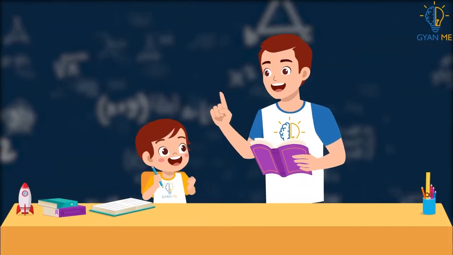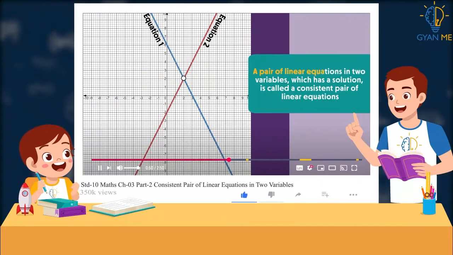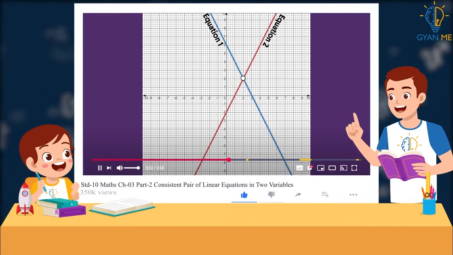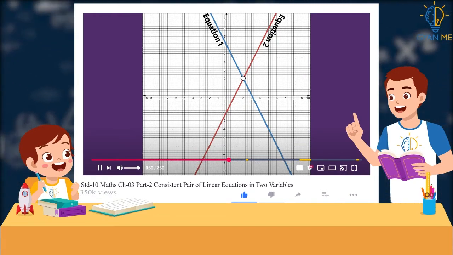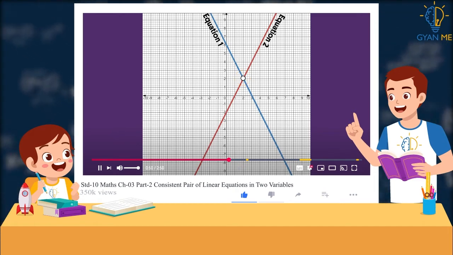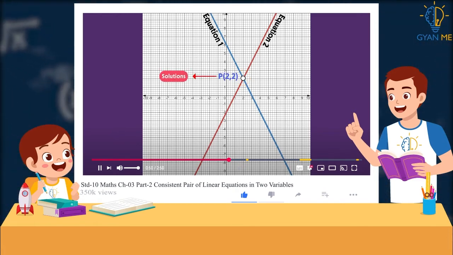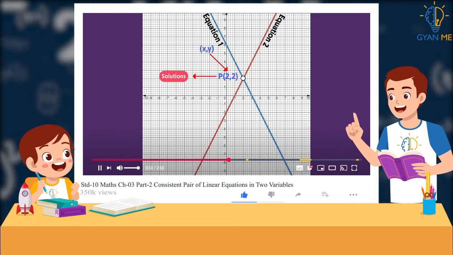Hello students. In our previous video, we learned how to solve the consistent pair of linear equations in two variables using graphical method. We also learned that if these two pair of linear equations have two lines intersecting at one unique point, then they have unique solution represented as ordered pair x, y.